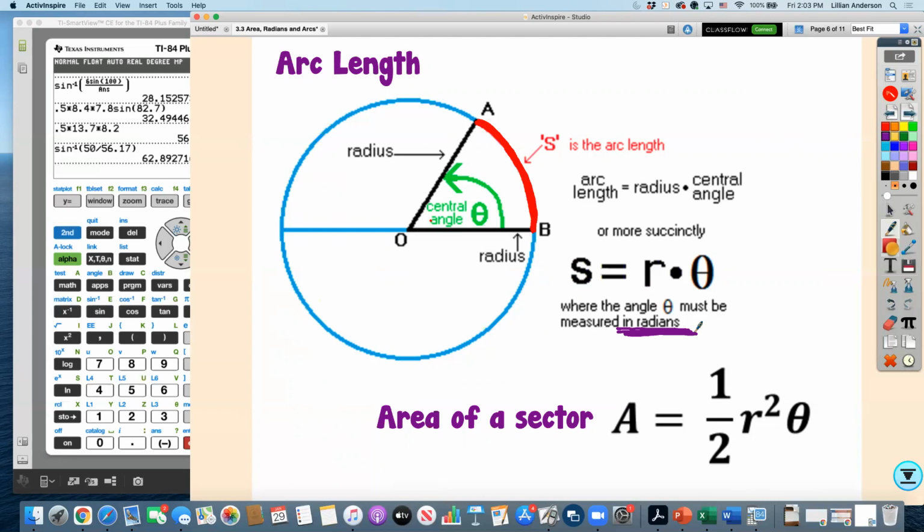Area is like when you get a pizza and you take a slice, that slice is a sector, okay? So it's essentially part of the area of the circle that you're taking away. That is found by doing 1/2 r squared times theta. Again, theta needs to be in radians.